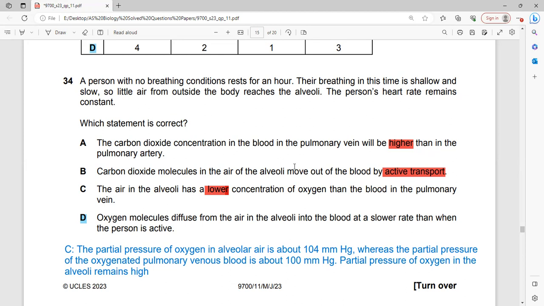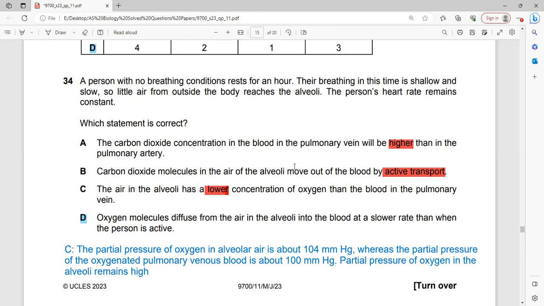The option B, the carbon dioxide molecules in the air of the alveoli move out of the blood by active transport. The gases in plants and animals anywhere cannot move by active transport. So that's why the word active transport is wrong. The gases always move from one place to another by simple diffusion.